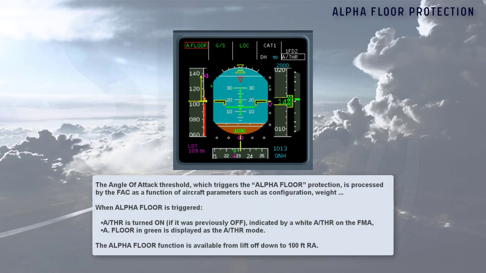The angle of attack threshold, which triggers the alpha floor protection, is processed by the FAC as a function of aircraft parameters such as configuration, weight. When alpha floor is triggered, auto thrust is turned on if it was previously off, indicated by a white auto thrust on the FMA. Alpha floor in green is displayed as the auto thrust mode. The alpha floor function is available from liftoff down to 100 feet radio altimeter.